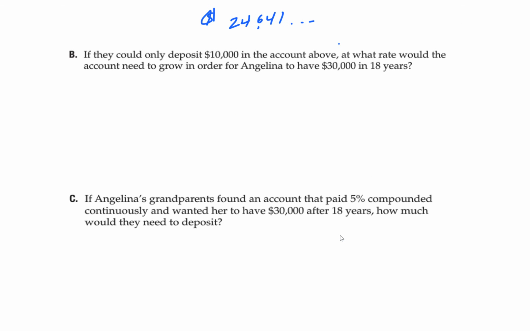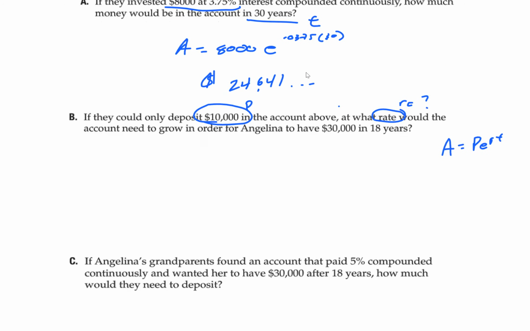This is the next set of problems. Same idea, just a different setup. So again, we have Pert. If you can only deposit $10,000 into an account, at what rate? So looking for a rate now, very different. Would the account need to grow in order for Angeline to have 30 grand in 18 years? So she wants to have 30 grand at the end, and she can only deposit 10,000 at the very start. And she wants it to be 18 years. So this is her A. At the end, she wants to have 30 grand. We have her P, we have her T, we just don't have R. Just plug it in.